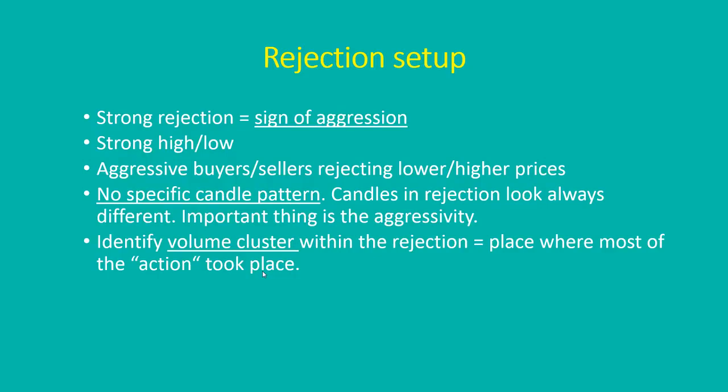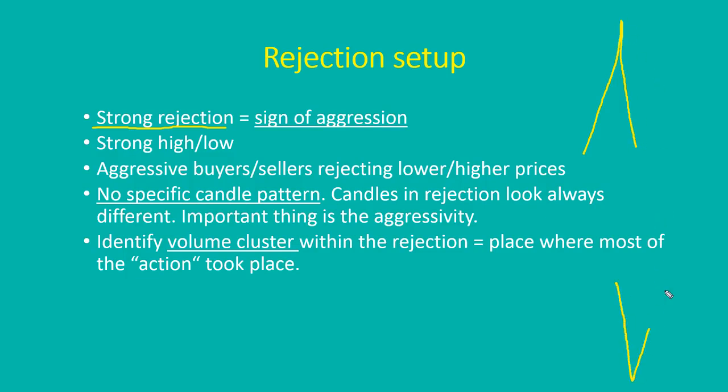So this setup, which I'm going to cover now, is called the rejection setup. It's also a volume-based setup, so it's also based on the volume profile combined with the price action. And the rejection setup is based on the strong rejections, which you see on the price action. Strong rejection means, for example, this. This is strong rejection of higher prices.